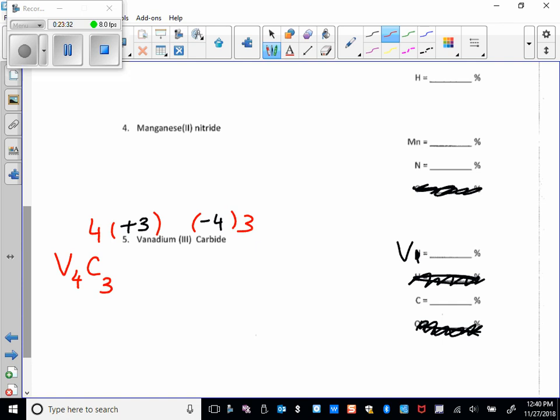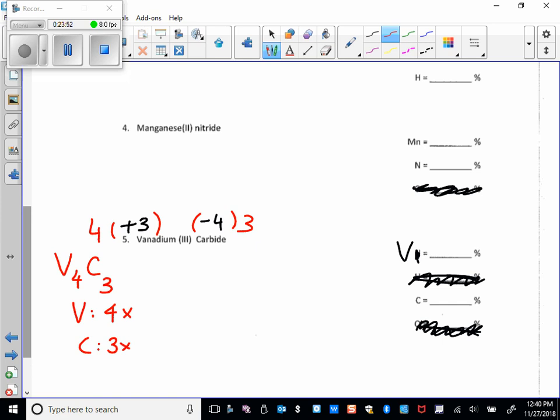V4C3. Is that correct? We're going to do one more example of percent composition. Are we good? What is the number of vanadium atoms here? 4. Number of carbon? 3. What is my next step?